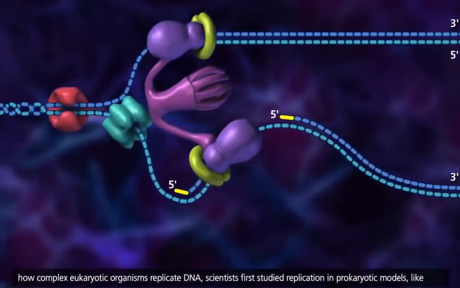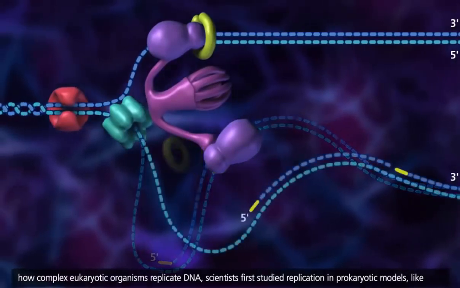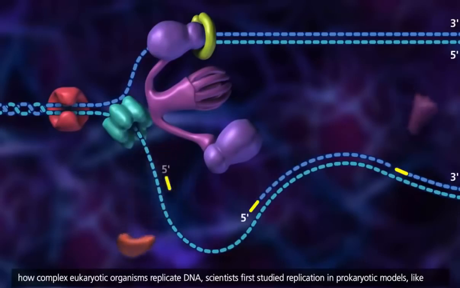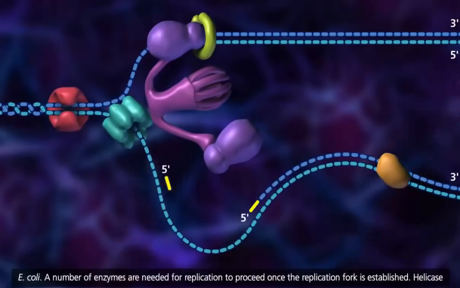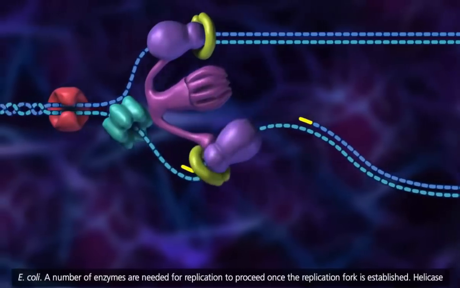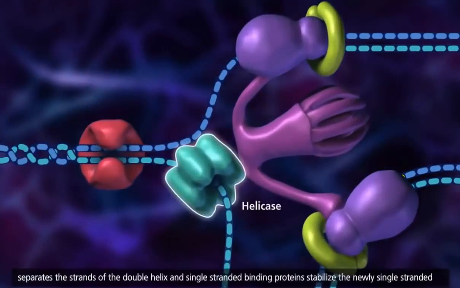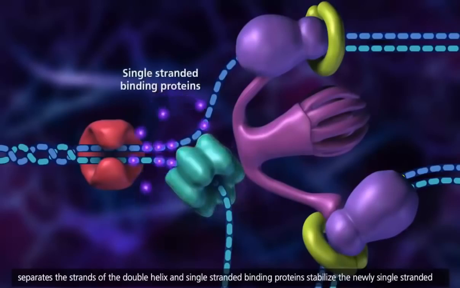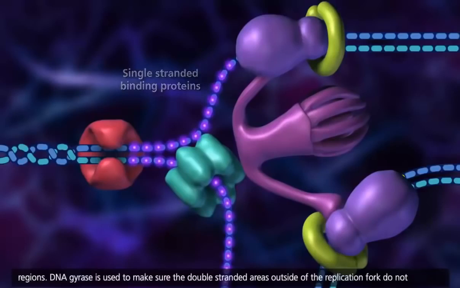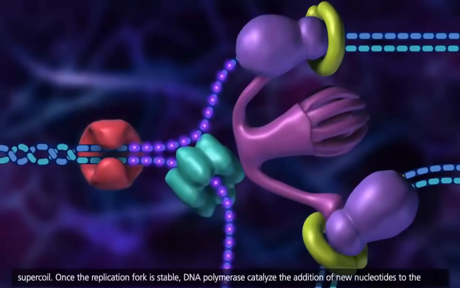In order to understand how complex eukaryotic organisms replicate DNA, scientists first studied replication in prokaryotic models like E. coli. A number of enzymes are needed for replication to proceed once the replication fork is established. Helicase separates the strands of the double helix, and single-stranded binding proteins stabilize the newly single-stranded regions. DNA gyrase is used to make sure the double-stranded areas outside of the replication fork do not supercoil.